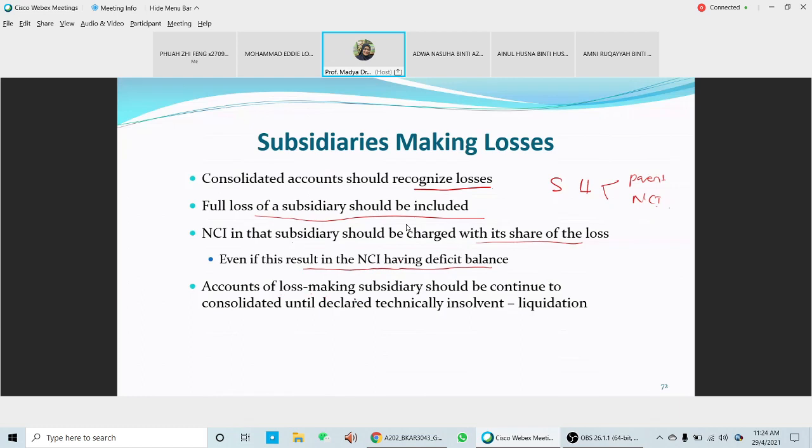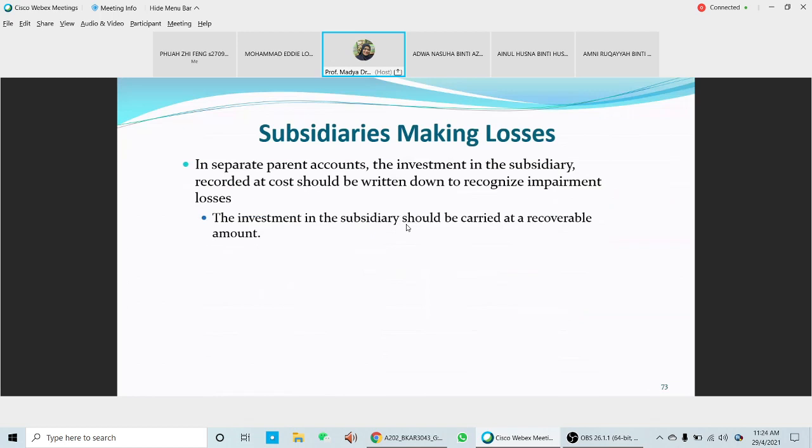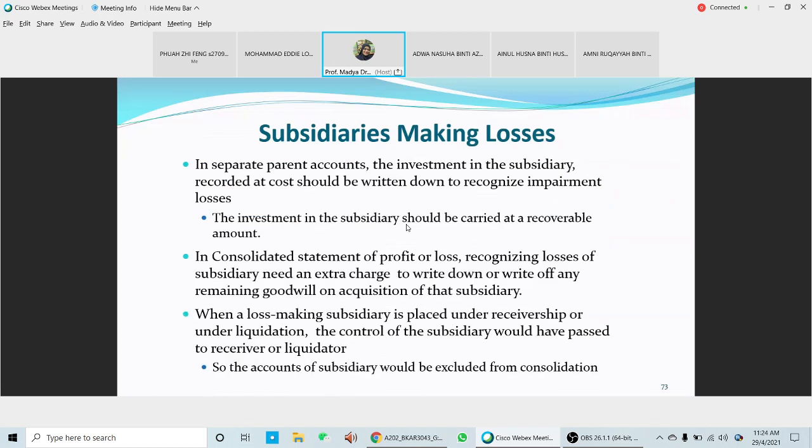The account of a loss-making subsidiary should continue to be consolidated until it is declared insolvent or bankrupt. So you still need to prepare a consolidated financial statement even though your subsidiary has a loss, until the subsidiary becomes insolvent. In the separate accounts of the parent, the investment in the subsidiary should be recorded at cost and then needs to be written down to recognize the impairment loss. So the investment here needs to be reduced by the impairment loss.